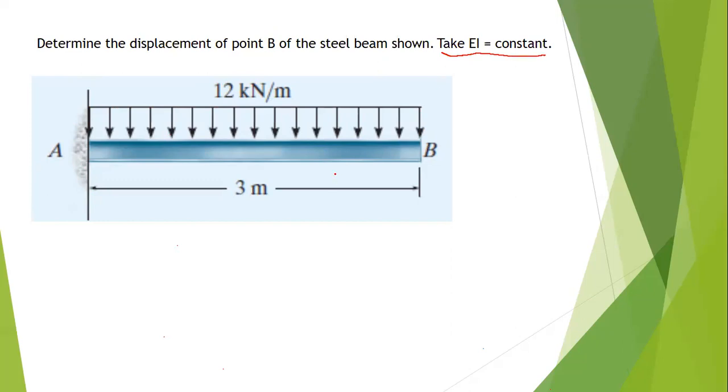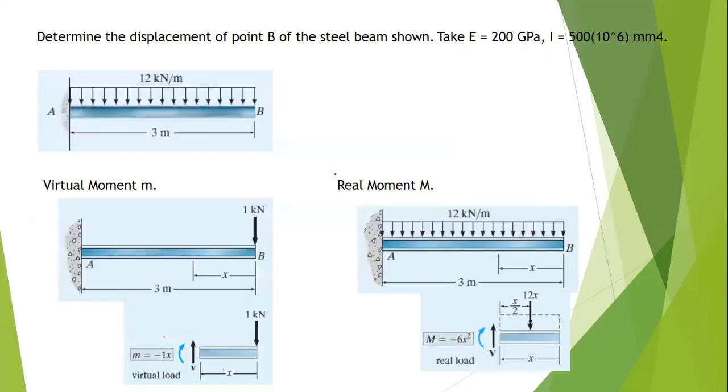So what will happen? So one is you need to set up your virtual moment m. And with that, since we wanted to determine the displacement at point B, the vertical displacement, then we will apply a unit load at point B.